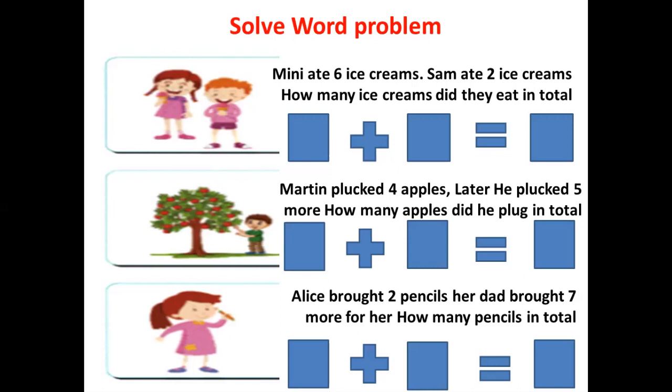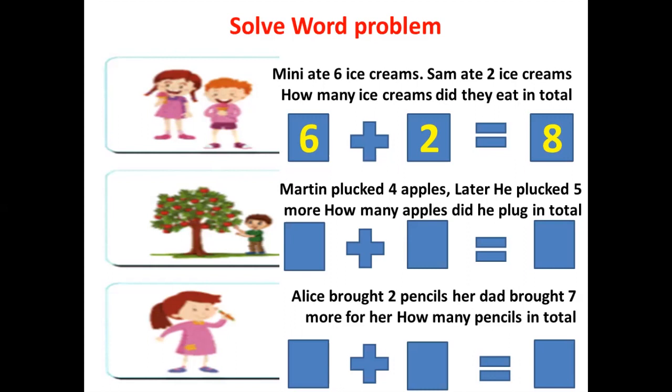The word total means all or all together. He wants to know how many ice creams they ate all together. So here we will put 6 plus 2. How do we do this? 6 in my mind, 2 on my fingers: after 6, 7, 8. So 6 plus 2 equals 8. This is how we do the word problem, okay?